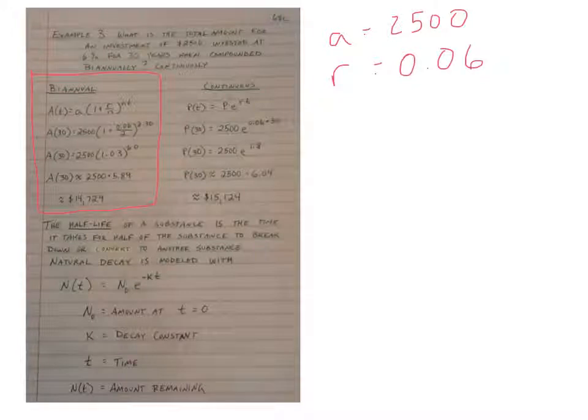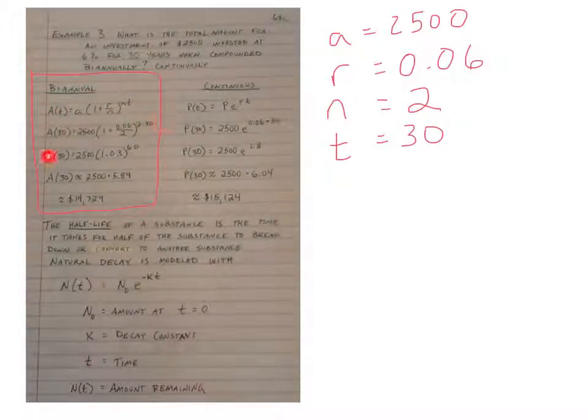In the biannual calculation, I plug in the values that I know. A is our initial investment of $2,500. Our rate is 6%. The number of times it's compounded is twice a year, and the number of years is 30 years. After I plug all those values into the equation and simplify each step along the way, I find that my bank account has $14,729 after 30 years.